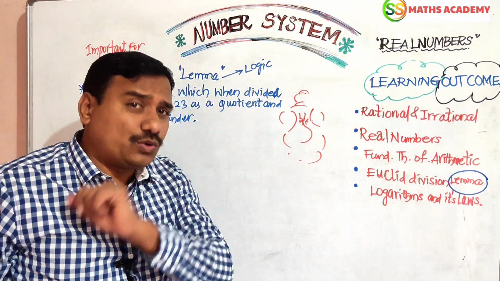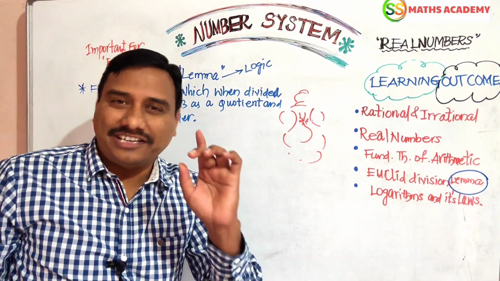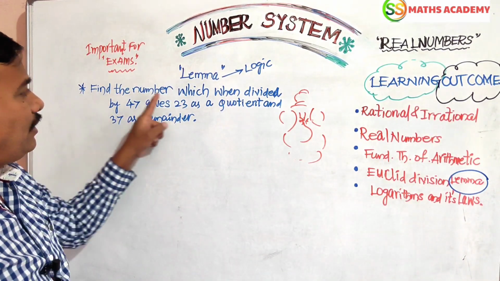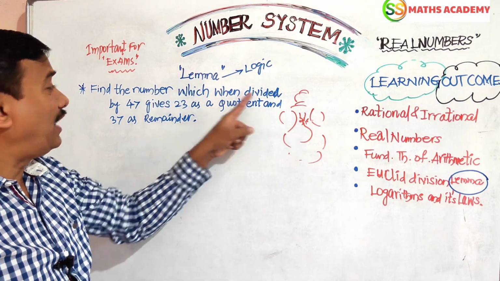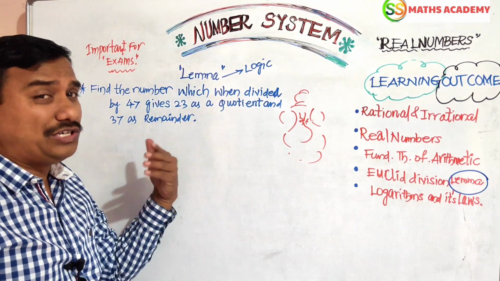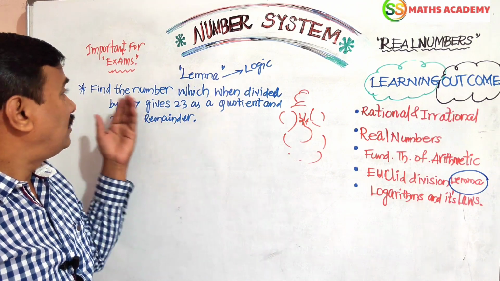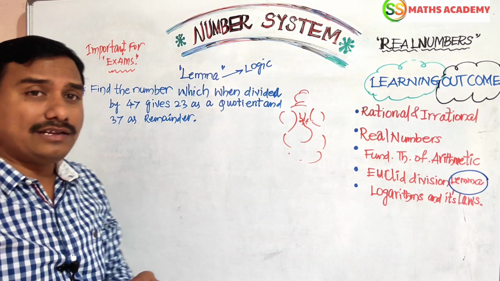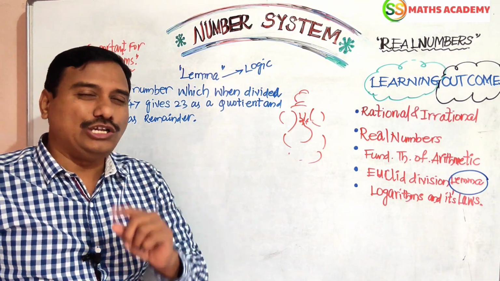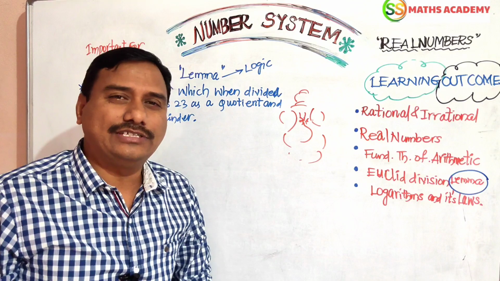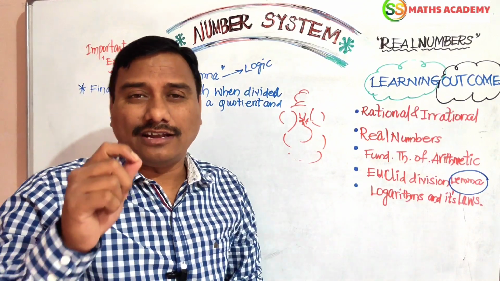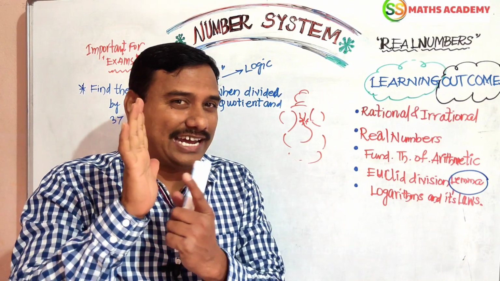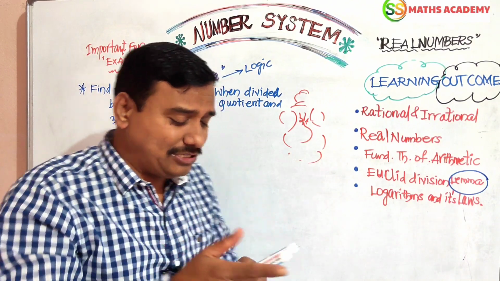Now friends, let us see one good question for a better understanding of Euclid division lemma. First one: find the number which, when divided by 47, gives 23 as a quotient and 37 as a remainder. What terms are given here? As I told you in our previous videos, we have to pick out the important terms in the question, then 50% of the answer will be in your hand. Let us see the important terms.